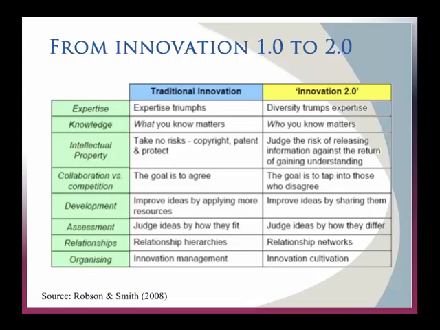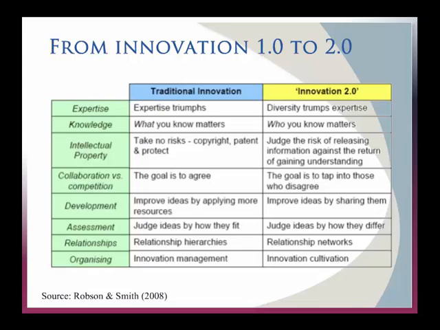Collaboration versus competition, right? The goal in traditional innovation is to agree on everything. Let's all get together. Let's agree on exactly what we're doing. And in the new model, the goal is to tap into those who disagree. Find out why they disagree. They may have a much better idea than you've got. So this gets back to the biases that we were talking about before of purposely bringing people in who have different opinions into your organization. Don't get rid of them. Bring them in.